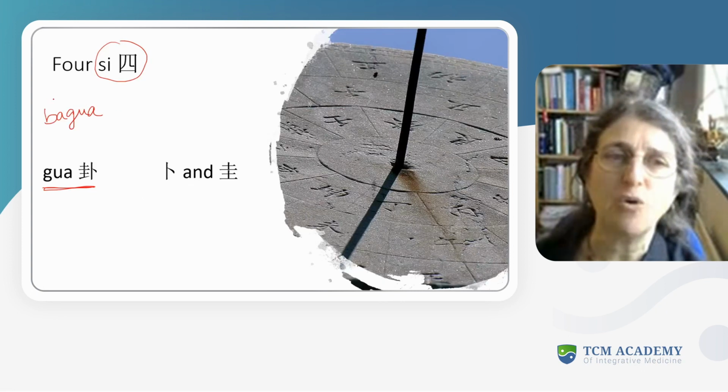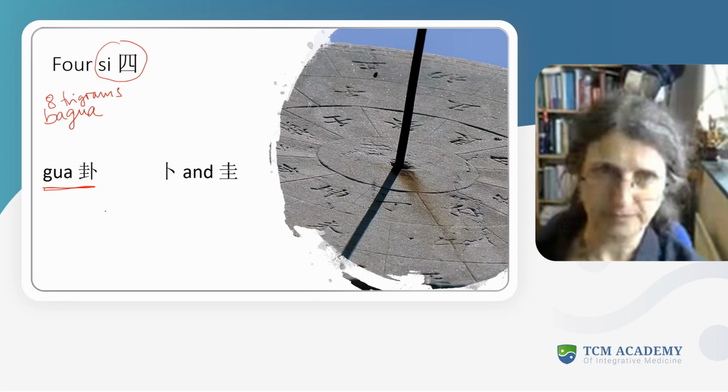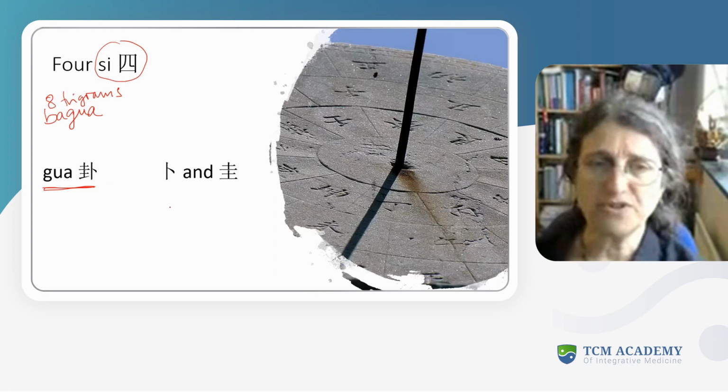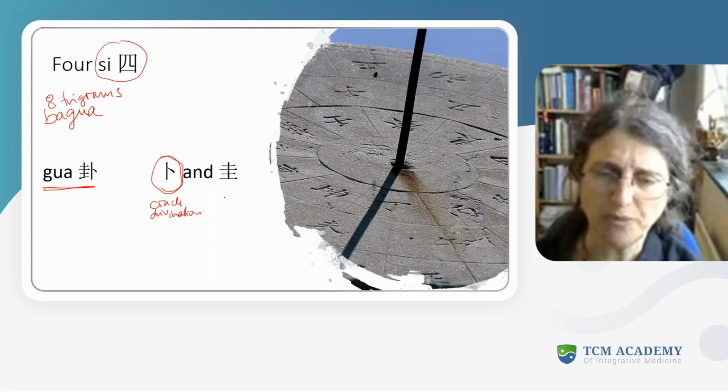And then they talk about the bagua, which means the 8 trigrams. If you haven't heard about this, don't panic. The gua comes from these 2 different parts. This one we've seen before, and that means the divination crack, to do with divination. Do you remember? We had it before.